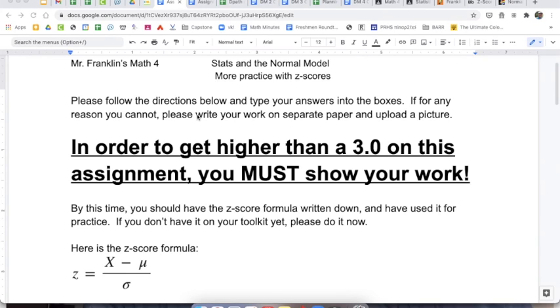In order to get higher than a 3 on this assignment, you must show your work. You can still get credit for this assignment if you just type in the answers after having done them on your calculator, but you have to make at least some effort to show your work if you're going to get anything higher than a 3. That's from the rubric for the How grade for this class.